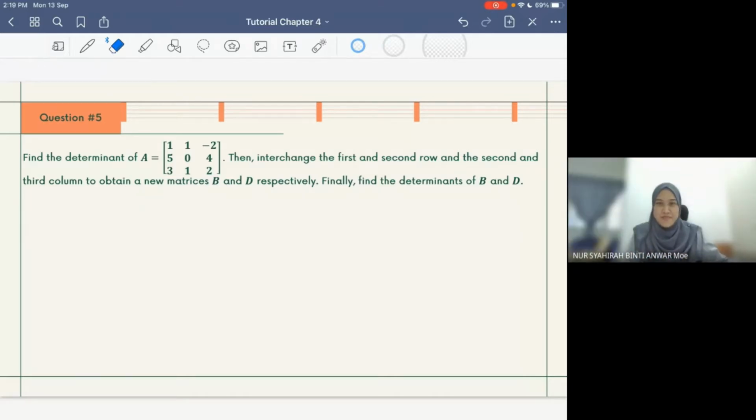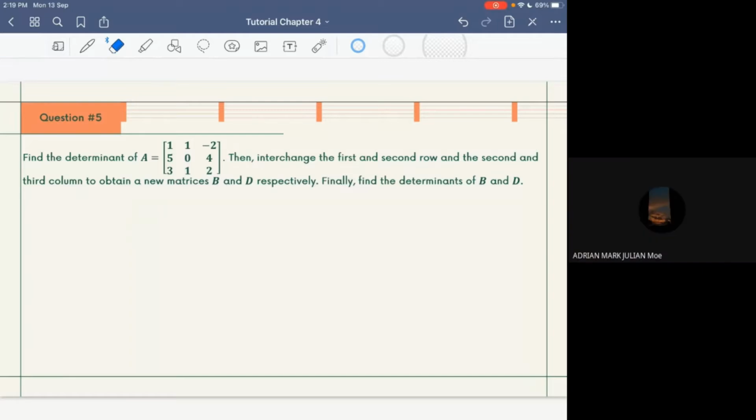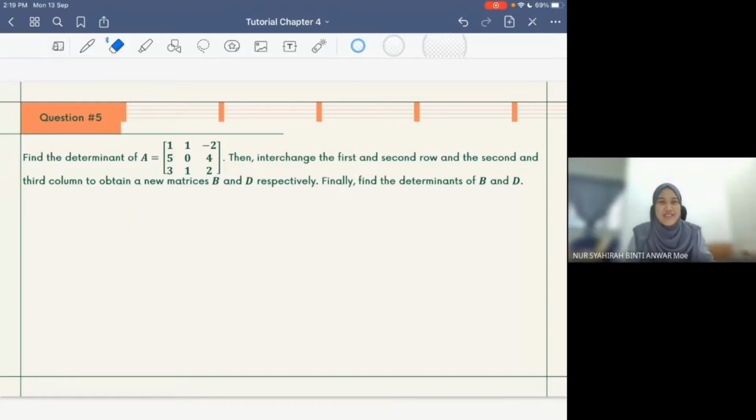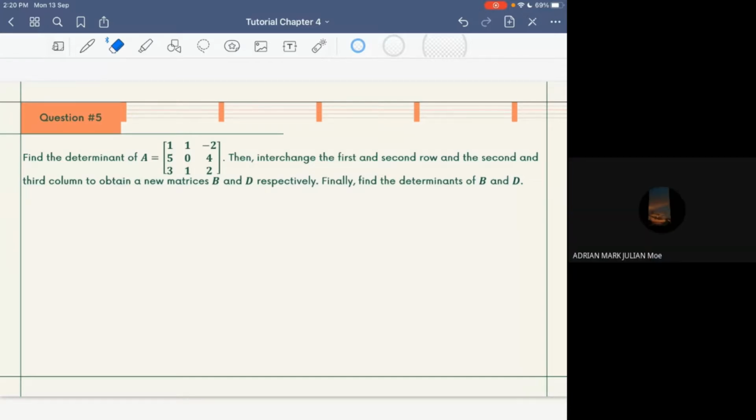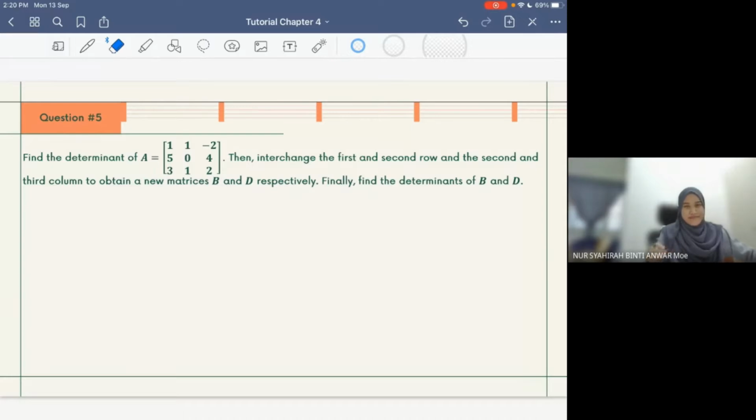Ada Adrian? Ada madam. Okay, Adrian nak guna mana? Which row or column that you want to choose? Okay, hint dia kalau nak cari determinant is we use the row or column yang ada banyak zero. So which one of the row or column that you think yang lagi sesuai lah? Kolom tu. Okay, column 2 boleh? Okay.